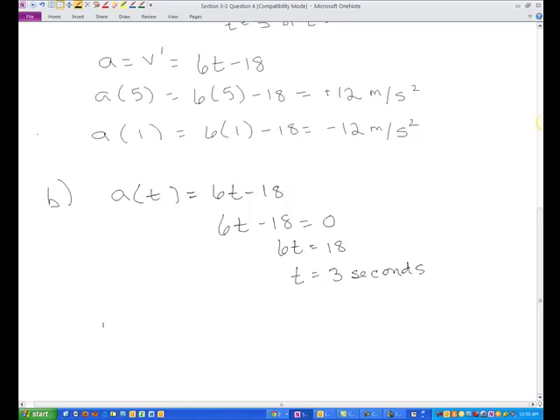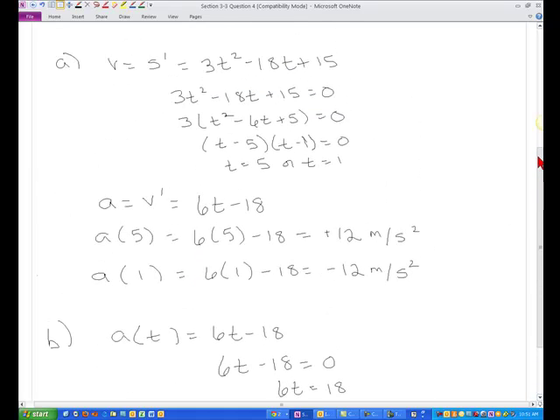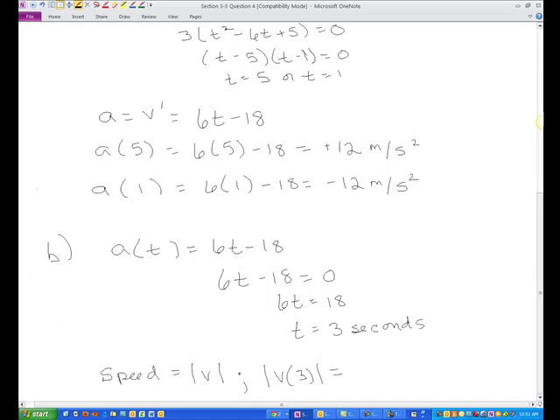Now, speed is the absolute value of velocity. So the speed when the acceleration is 0 is really asking for the absolute value of the velocity at 3 seconds. We haven't computed that yet, so let's look at the velocity. What was our velocity formula? It was 3t squared minus 18t plus 15. So we just need to find that answer.